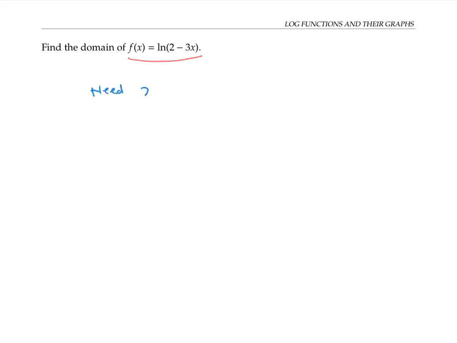We need 2 minus 3x to be greater than 0. Now it's a matter of solving an inequality. 2 has got to be greater than 3x, so 2/3 is greater than x. In other words, x has to be less than 2/3. So our domain is all the x values from negative infinity to 2/3, not including 2/3.